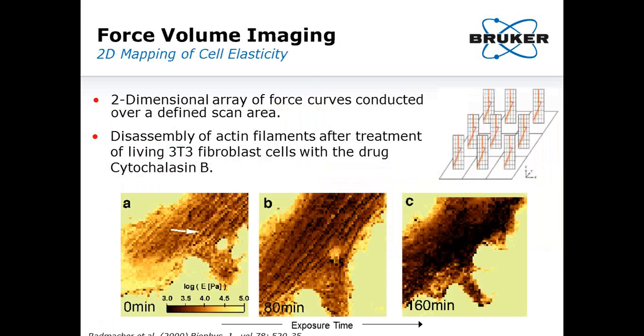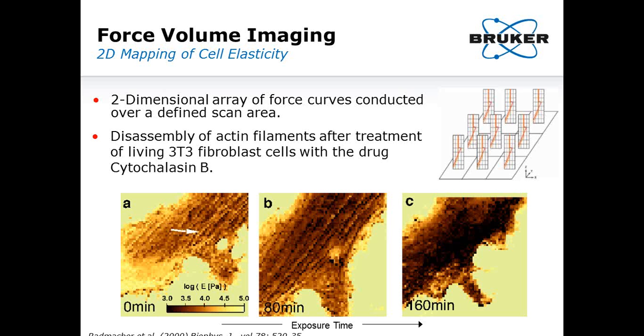In force volume mode, individual force curve measurements are performed in a 2-dimensional array over a defined scan area, and the resulting force volume images are essentially now maps of the modulus, adhesion, or even binding interactions with the sample surface. Here we have an example of force volume being used to map the changes in the modulus of a living fibroblast cell as a result of being exposed to the drug cytochalasin, which, as I mentioned before, disrupts actin fiber assembly. In image A, before the addition of cytochalasin, we can see areas of higher modulus, or lighter colored pixels, that correspond to actin fibers within the cell.